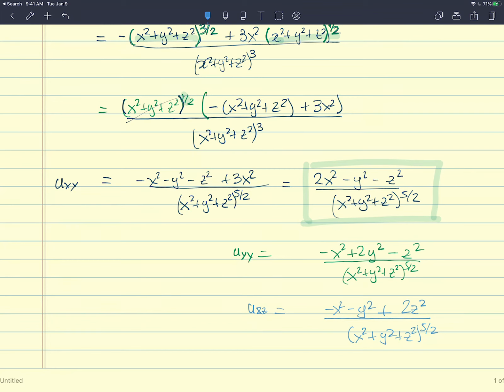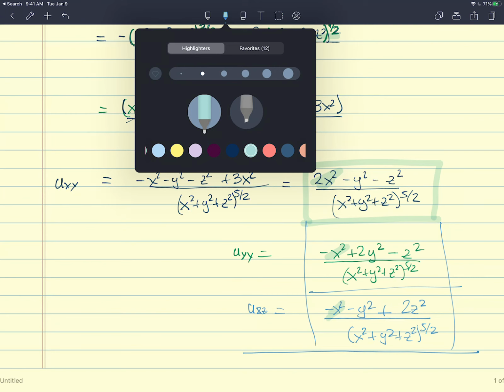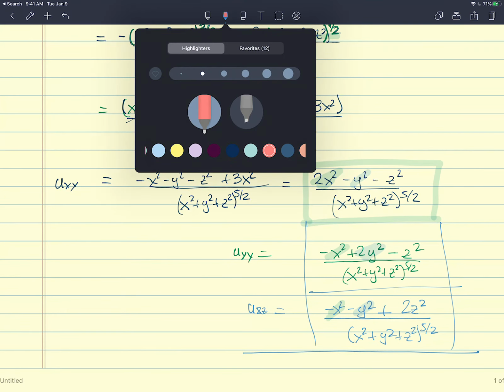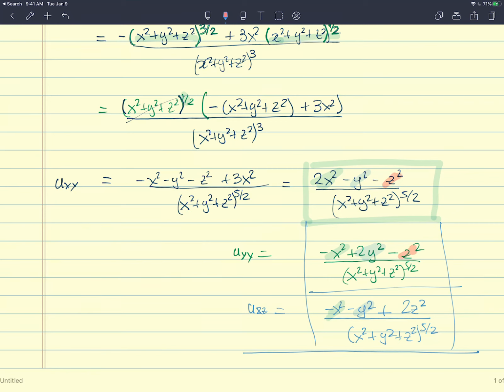So there you go. If you add these three terms, right? If you add these three terms, you have the same denominator, and you have two positive x squareds and two negative x squareds, right? You have two negative y squares and two positive y squares, and the same for the z. You have two negative z squares and two positive z squares. So when you add them, it's 0. Okay, so we did it. It is a solution, and we're done.